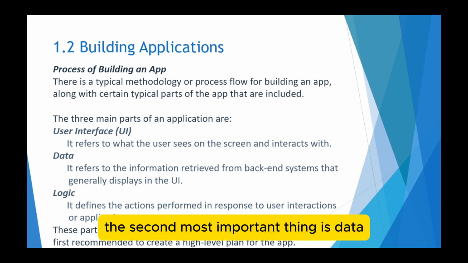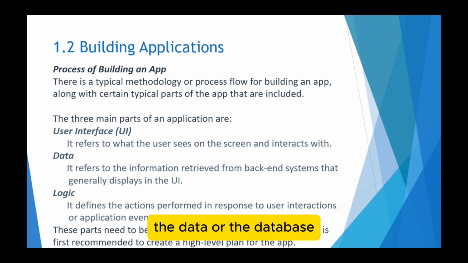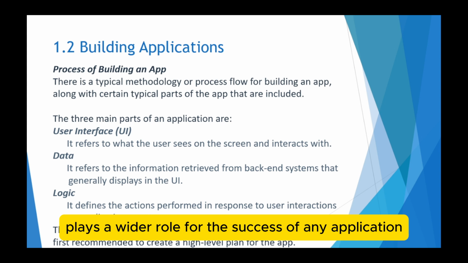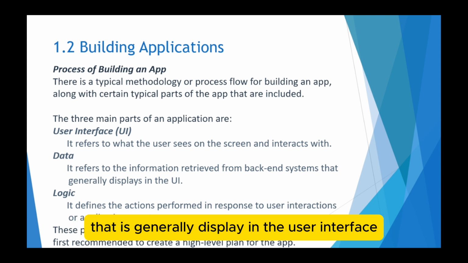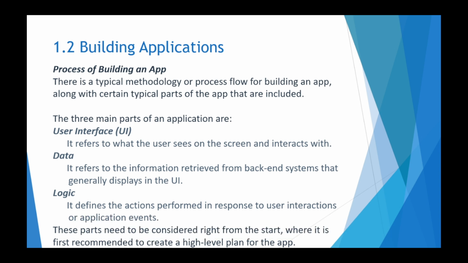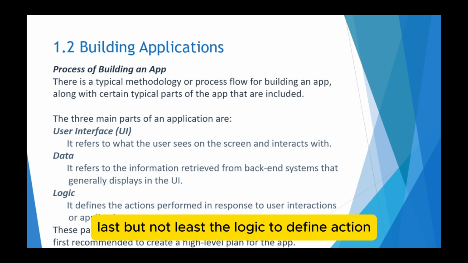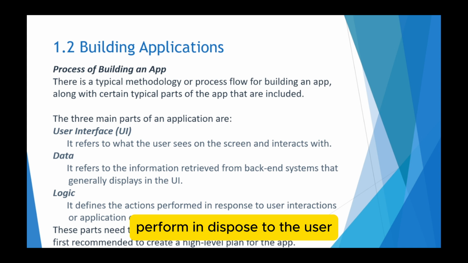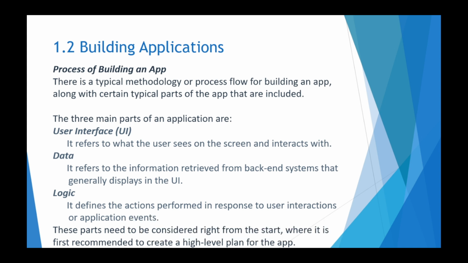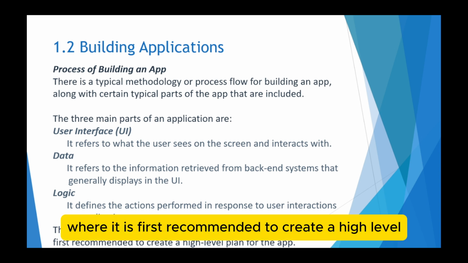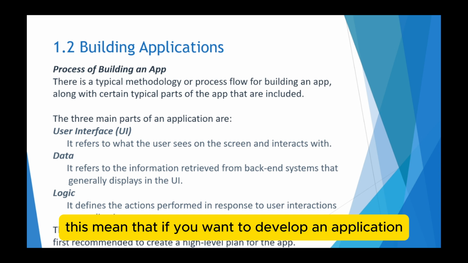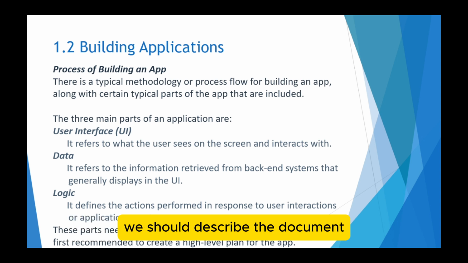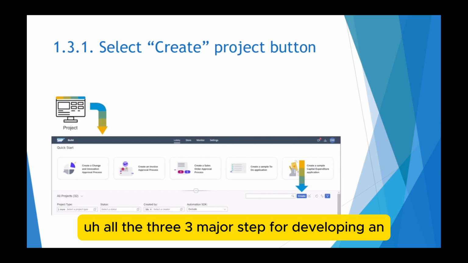The second most important thing is data. The data or the database behind any application plays a vital role in the success of building any application. It refers to the information retrieved from the backend system that is generally displayed in the user interface. Last but not least, the logic. It defines the action performed in response to a user interaction or application event. The three parts need to be considered right from the start, where it is first recommended to create a high-level plan for the app. This means that if we want to develop an application, we should document all three major steps for developing the app.